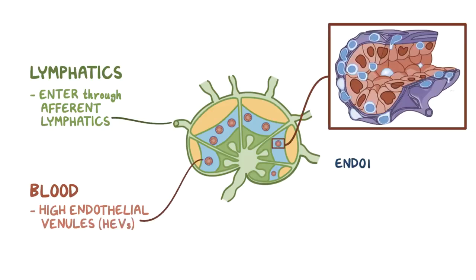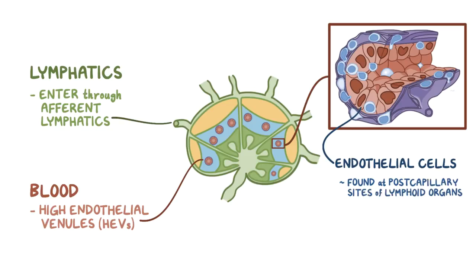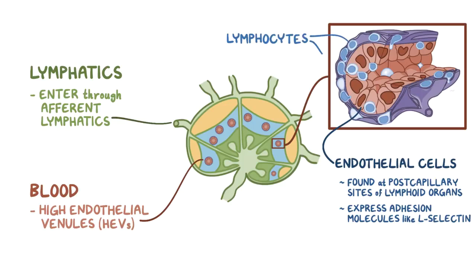HEVs are special endothelial cells found at post-capillary sites of the lymphoid organs. These endothelial cells are more plump than the average flat endothelial cell, and they also express adhesion molecules like L-selectin. When lymphocytes pass through the HEVs, they can bind to and wiggle through the endothelial cells and slip right into the lymph node.